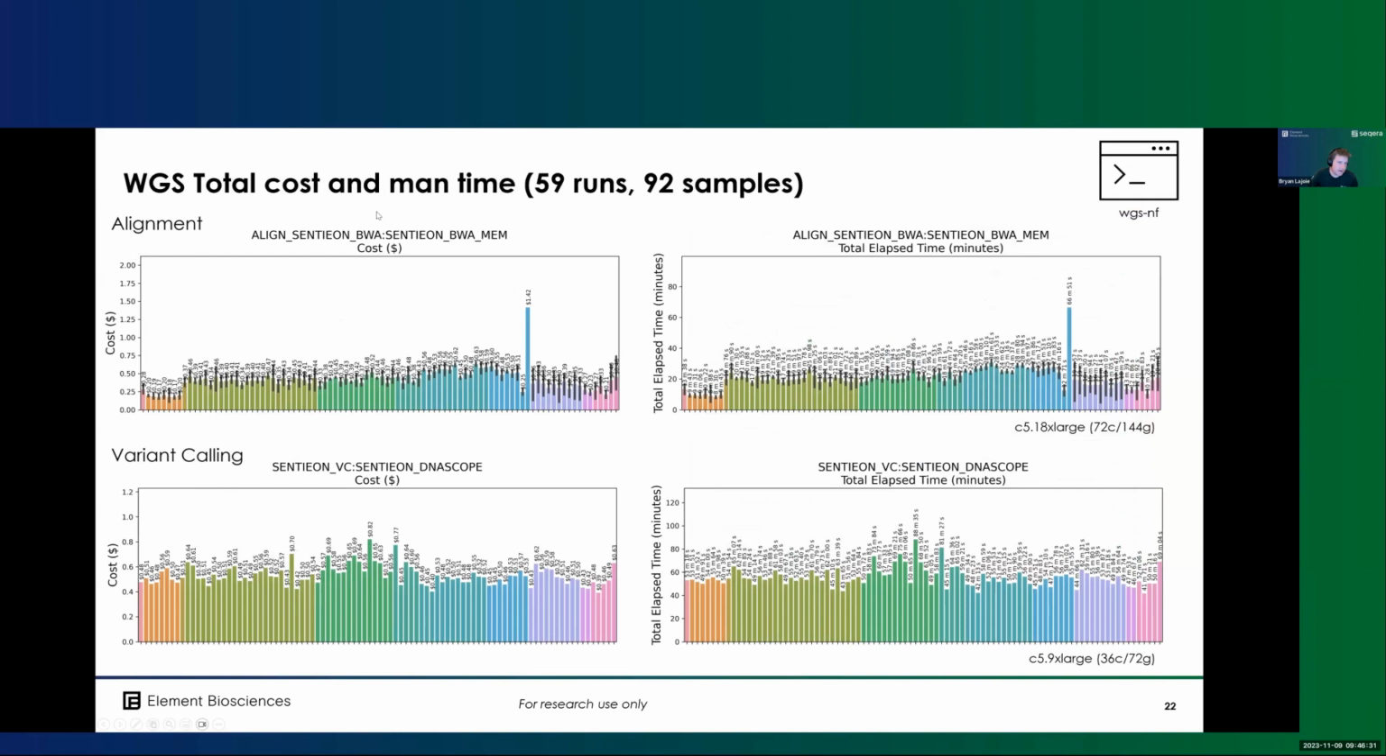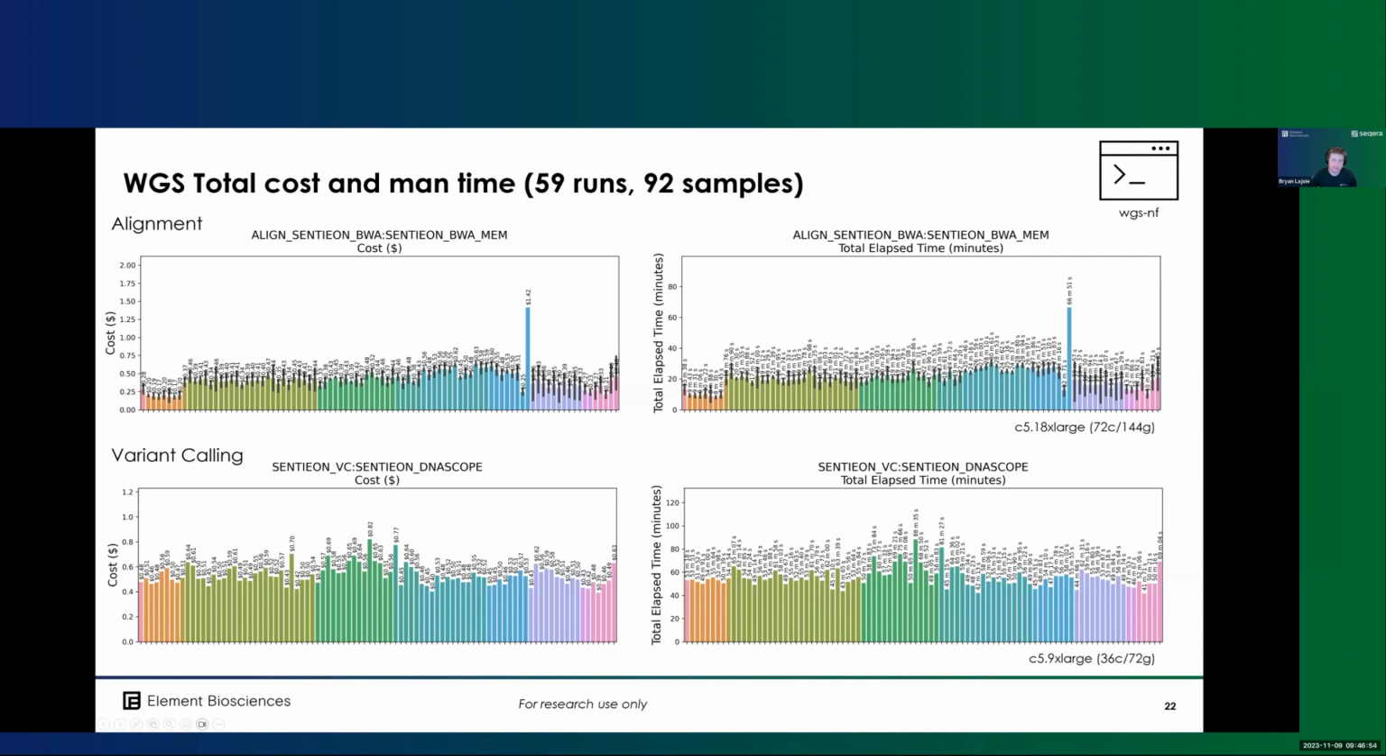So again, with all of the metrics that Seqera provides, now we can go ahead and look at cost. I'm just showing two of the steps. I think there's something like 40 steps within our workflow, but the two primary ones are alignment and variant calling, right? So you can see the cost of alignment, quite reasonable, right? Same with the time, quite reasonable as well.